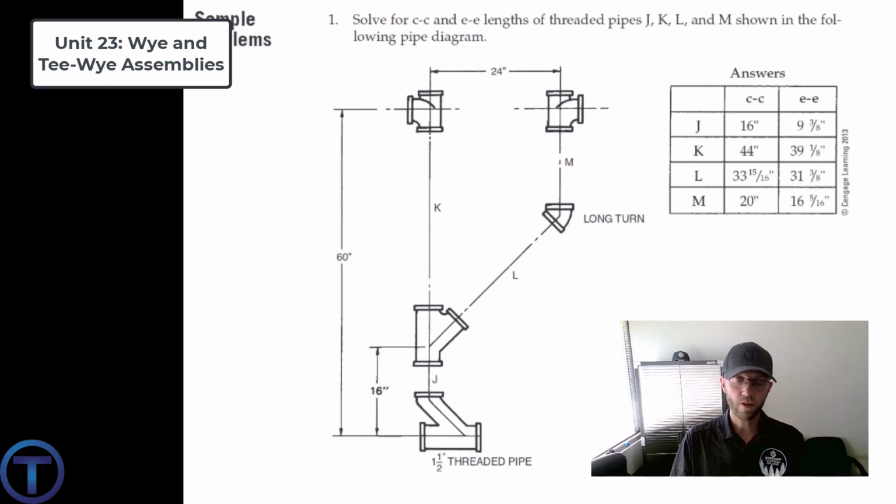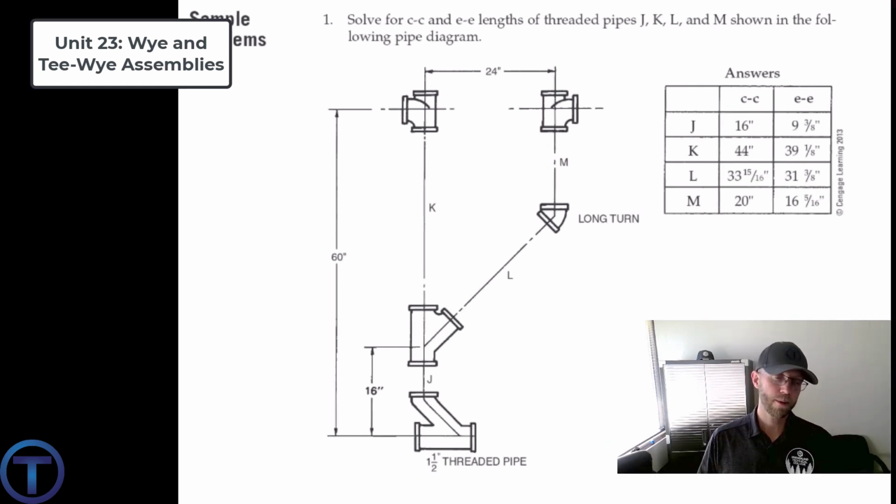You will find all of this as described in Unit 23 on Data Table 8 for regular Ys, Data Table 9 for reduced branch Ys, Data Table 10 for regular Tee-Wys or sanitary tees, and Data Table 11 for reduced branch sanitary tees. Sample problem 1 asks us to solve for center to center and end to end lengths of threaded pipes J, K, L, and M. And we're looking at the diagram there. So let's get into that.